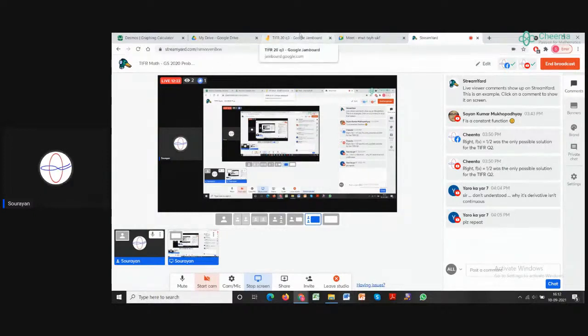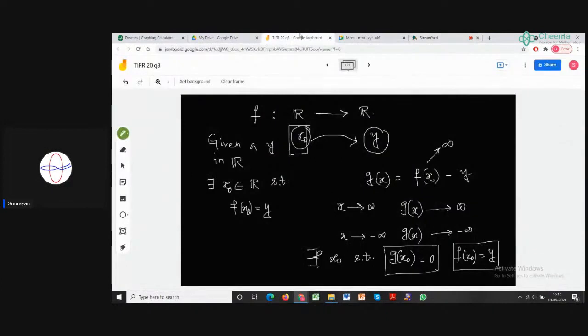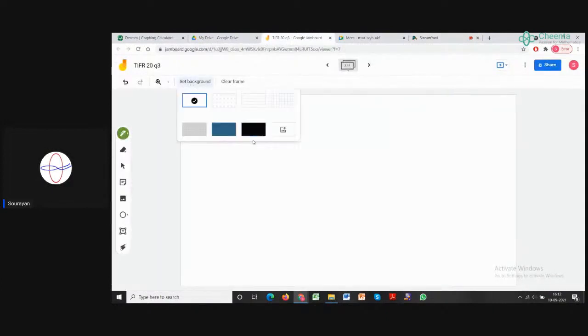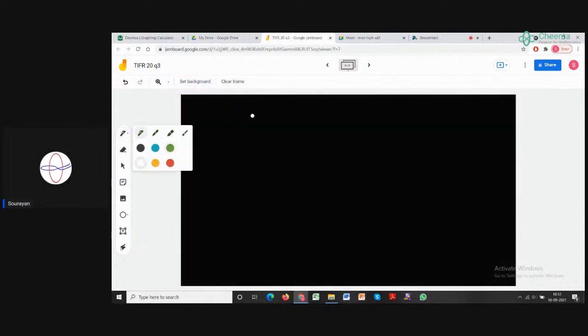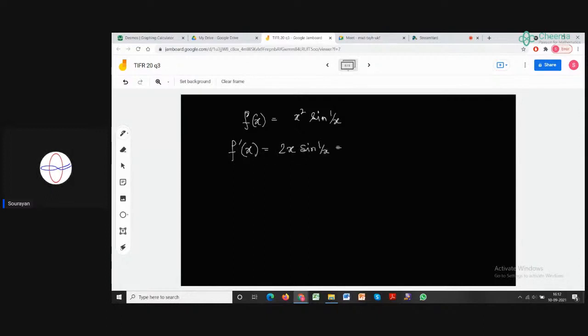Okay, so the derivative is not continuous. It's because of this. If you take f of x equals x square sine 1 by x, then what is f prime of x? This is 2x sine 1 by x minus cos 1 by x, right? Now, what is the problem point? The problem point is 0. Everywhere else this is differentiable.